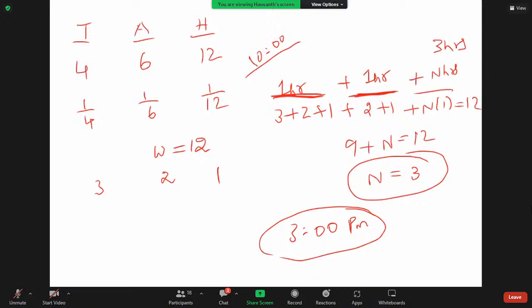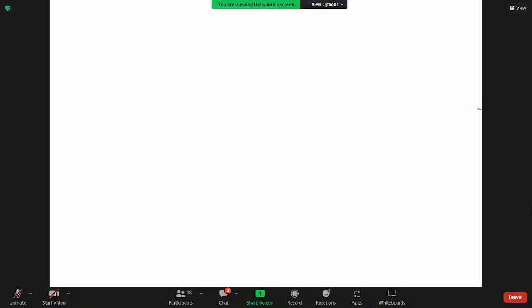Then in the first hour, all three are working, 3 plus 2 plus 1. In the second hour, only two are working, 2 plus 1. And after that, Harry will work for 3 hours alone. So the total task gets completed 5 hours after 10, which we say 3 p.m. So these are some model examples on work-related problems.